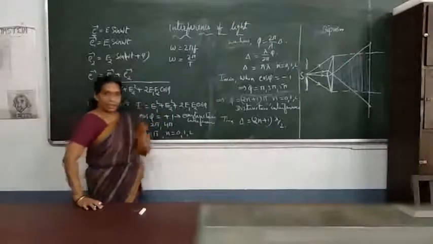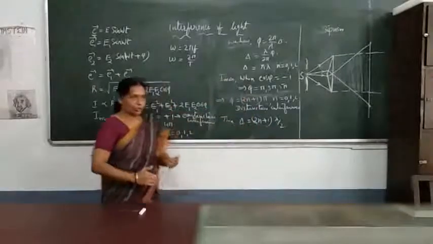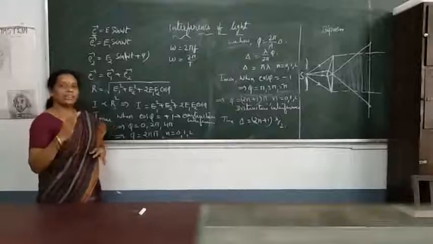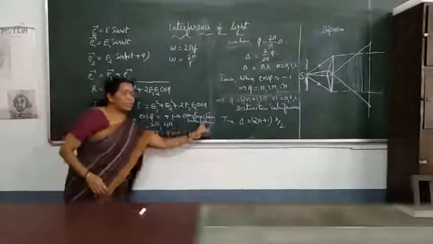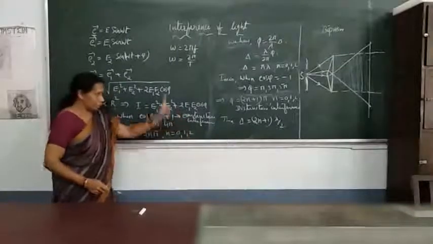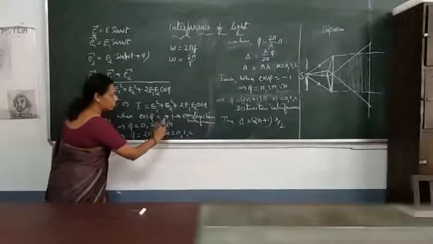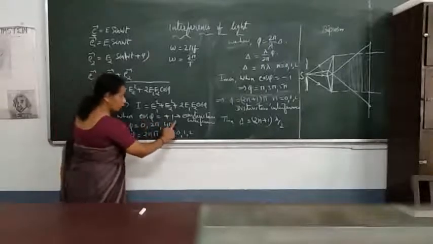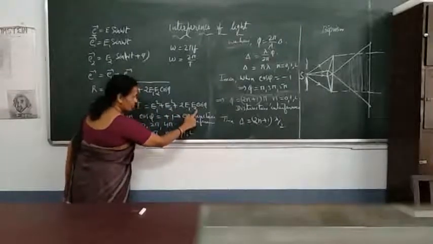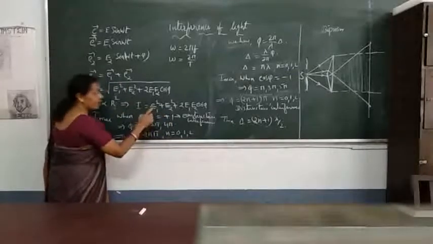When the intensity of the resultant wave becomes maximum, that interference is called constructive interference. When the two waves superpose on each other, producing a resultant wave having maximum intensity, the interference is called constructive interference. For this to happen, cos phi should have the maximum value, and the possible maximum value for cos phi is +1. When cos phi is +1, then I becomes E1 square plus E2 square plus 2E1E2, so that I is (E1 plus E2) whole square. It's a maximum intensity, and cos phi equal to +1.